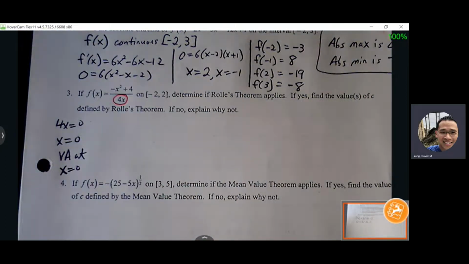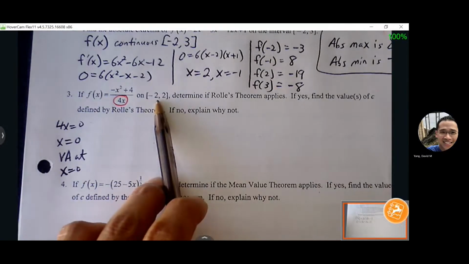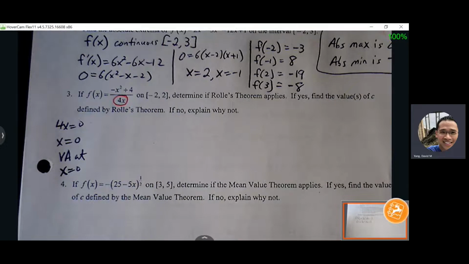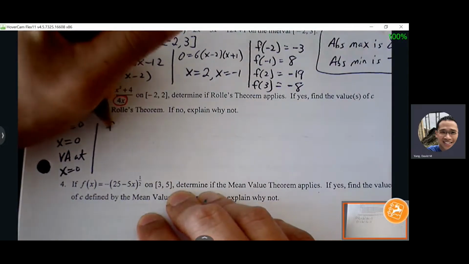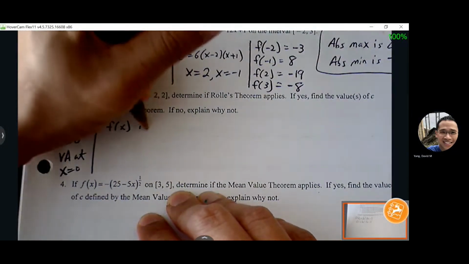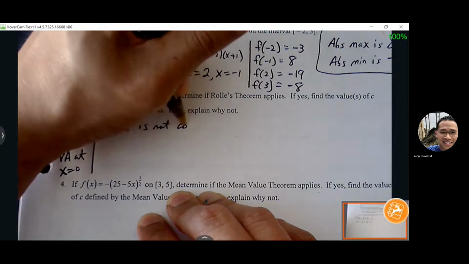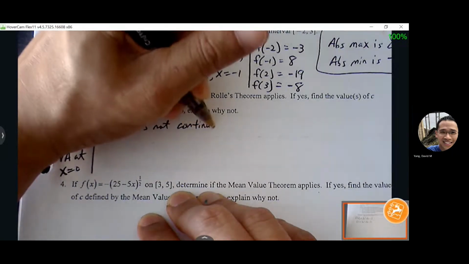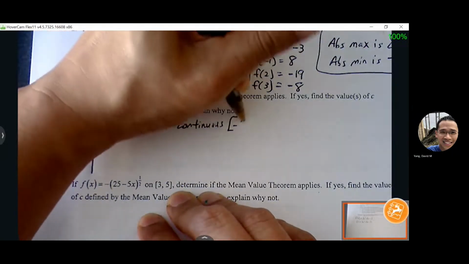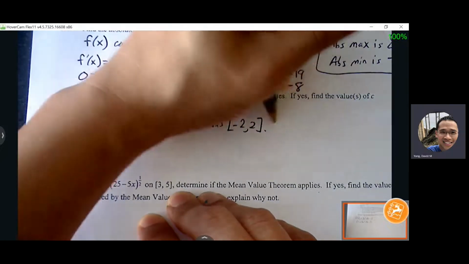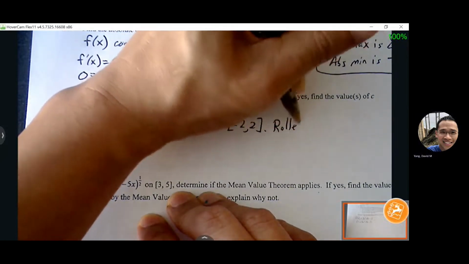Now, is that vertical asymptote going to interrupt my interval? Yes, right. It sits right in between my interval. So I can't guarantee continuity because there's a vertical asymptote. So I say the function is not continuous. Therefore, Rolle's theorem doesn't apply.